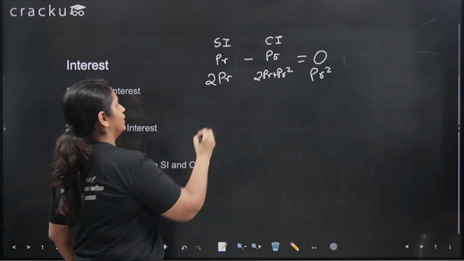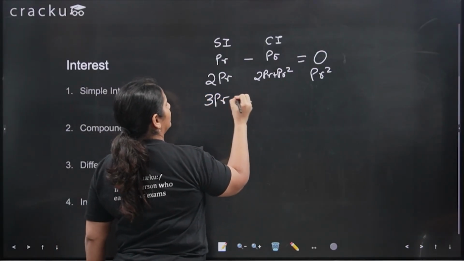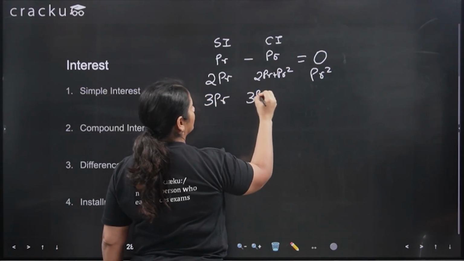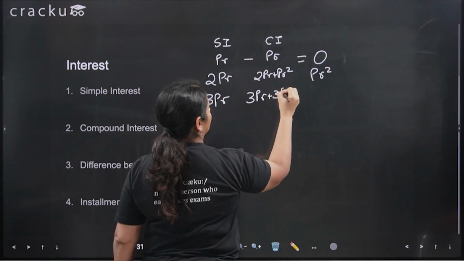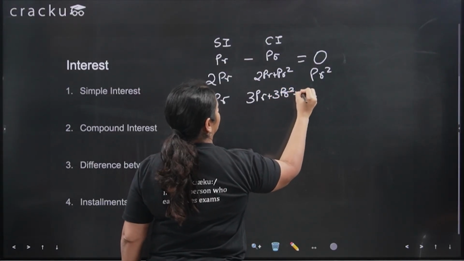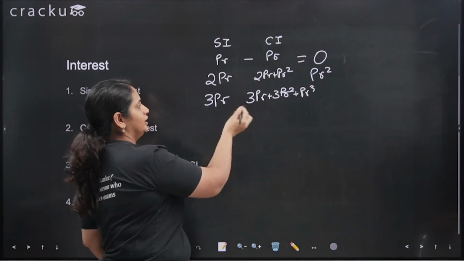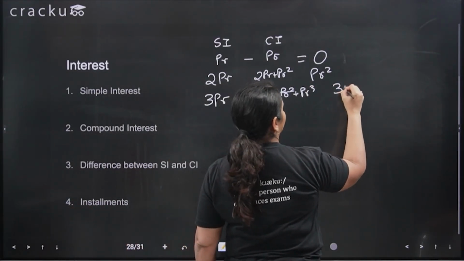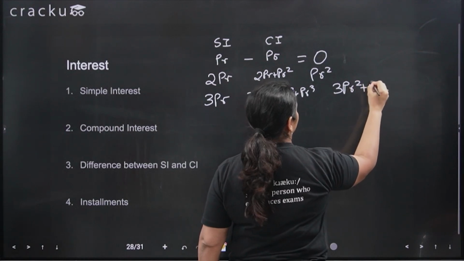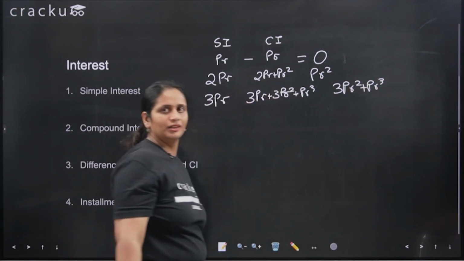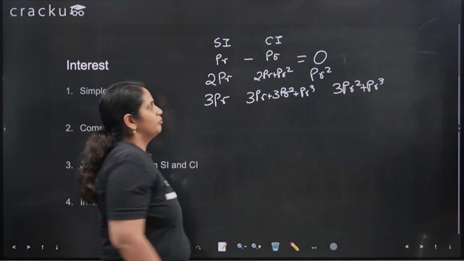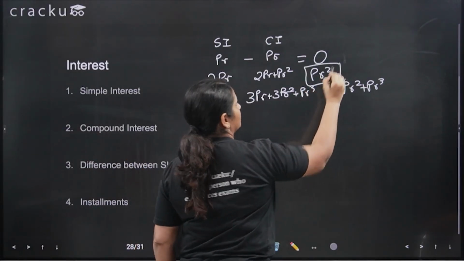So here the difference would be 3pr. This would be 3pr plus 3pr square plus pr cube. What would be the difference? This 3pr will cancel and I'll get the difference as 3pr square plus pr cube. Why is this important? This cube part will never come, but this difference pr square comes quite often.